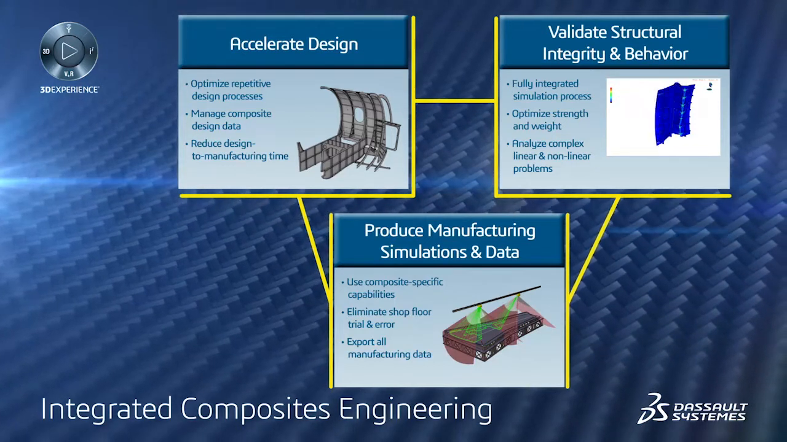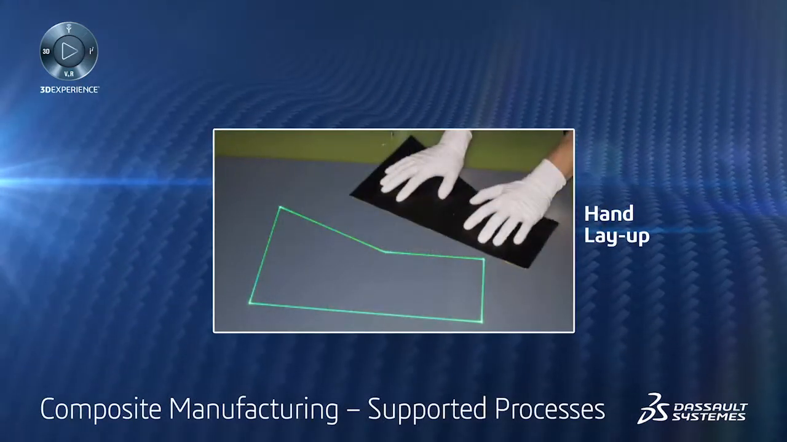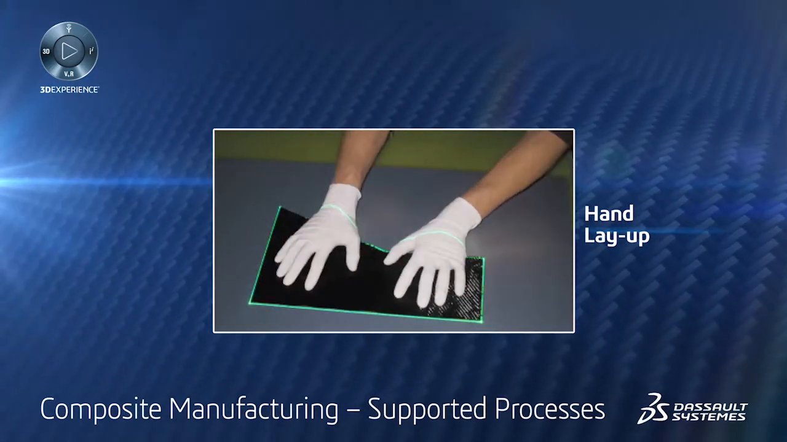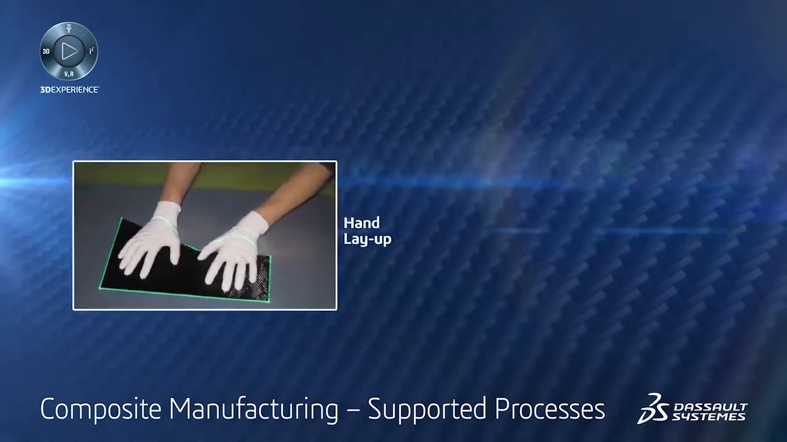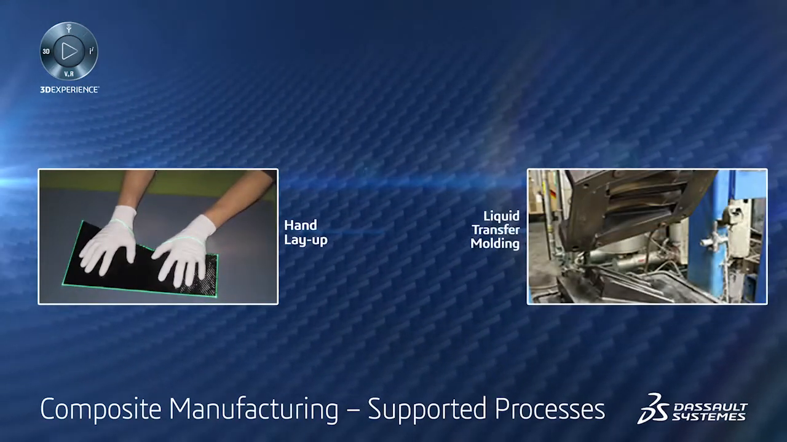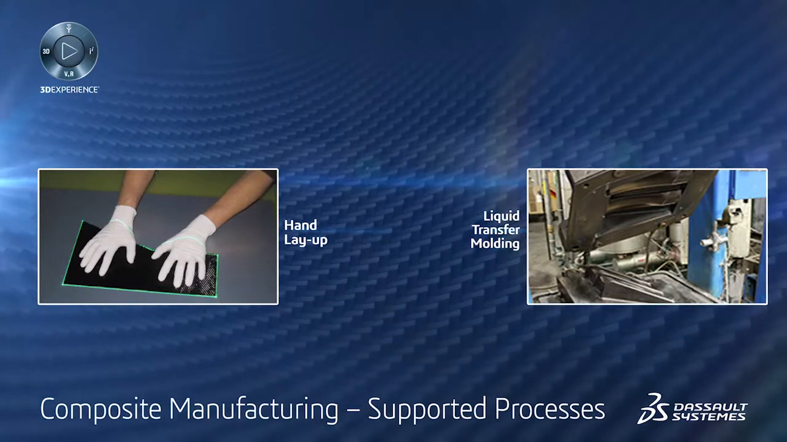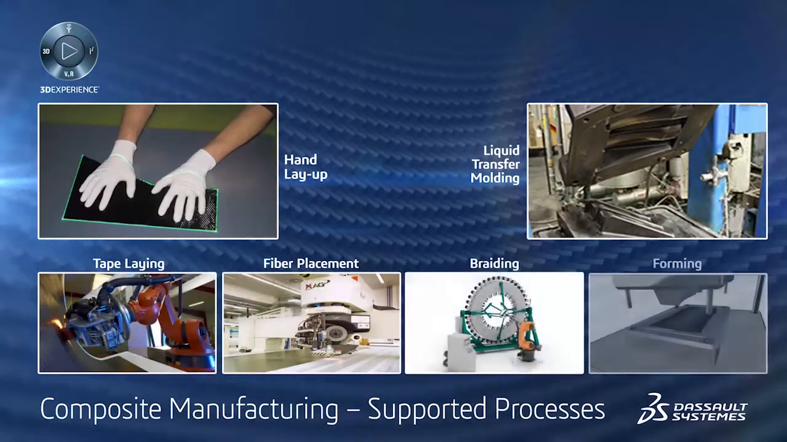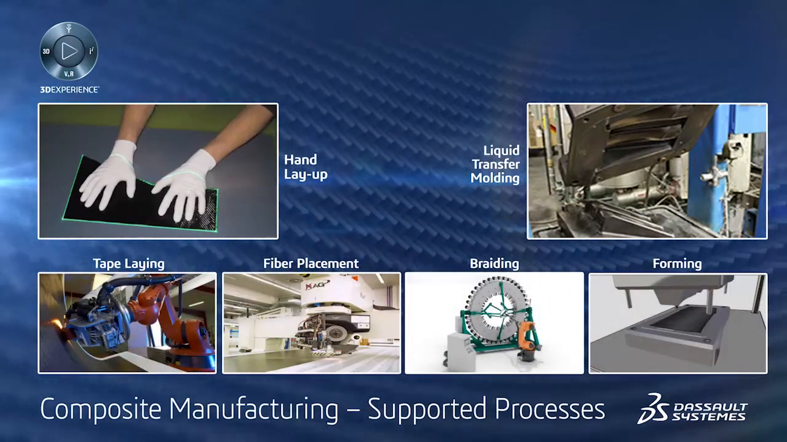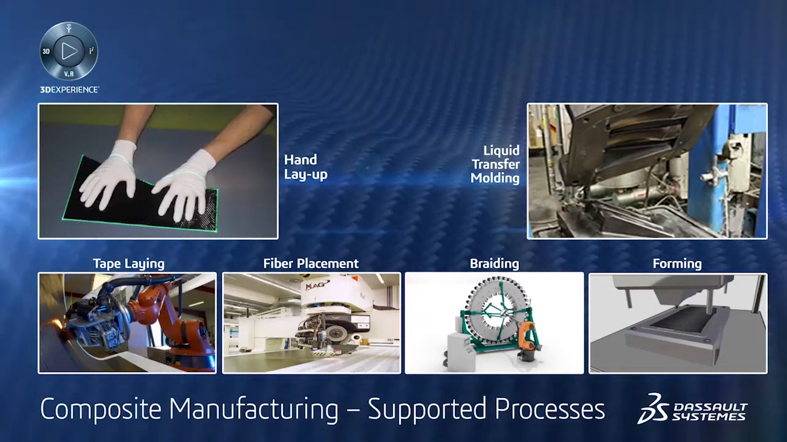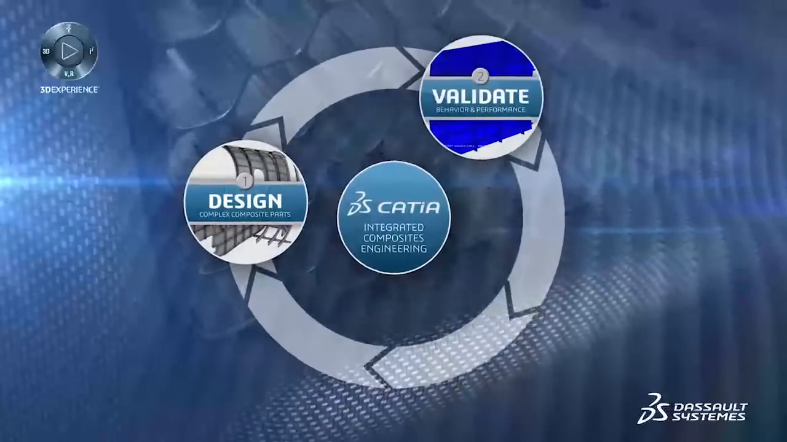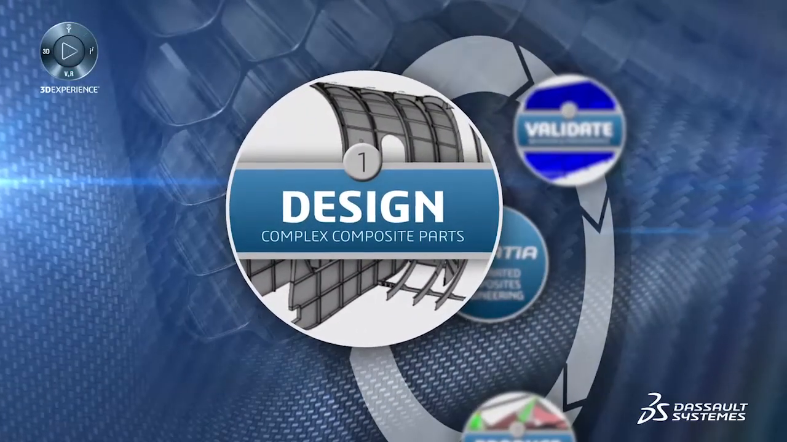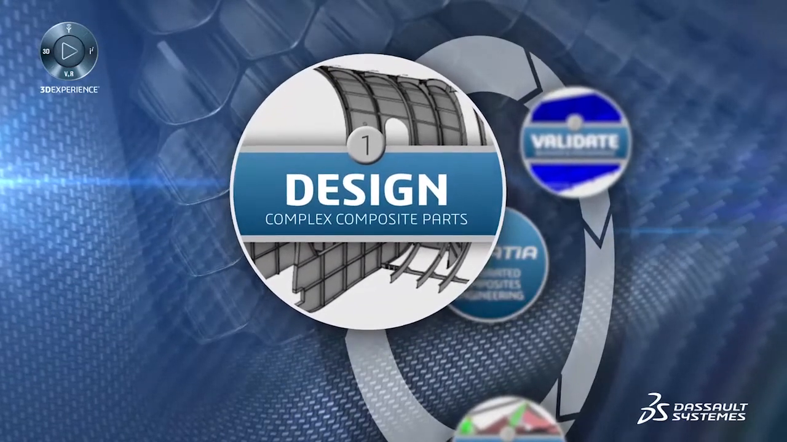This integrated solution supports many composite manufacturing processes such as wet and dry hand layup of fabrics or unidirectional tapes, the majority of liquid composite molding techniques, including resin transfer and vacuum-assisted resin transfer molding, and most of the automated placement processes, including tape laying, fiber placement, braiding, and forming. We'll come back to explain how we support these different processes shortly, but first, let's start by explaining how we address the preliminary and the detailed design of composite parts.